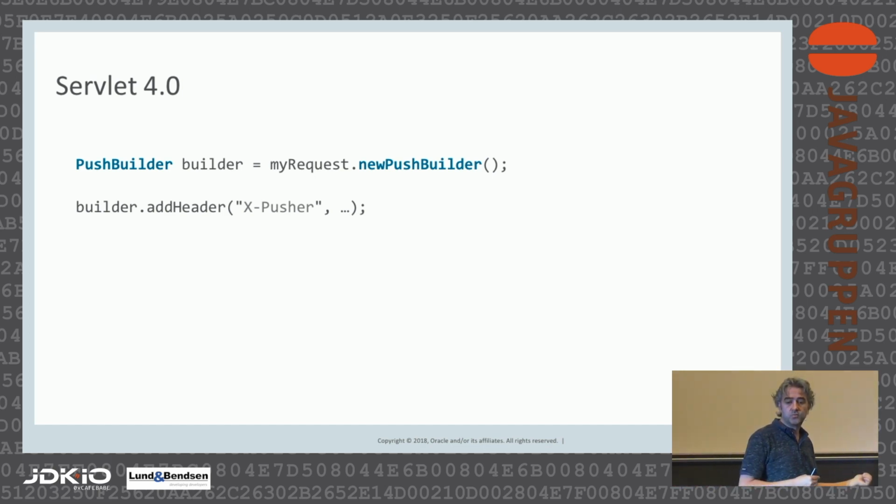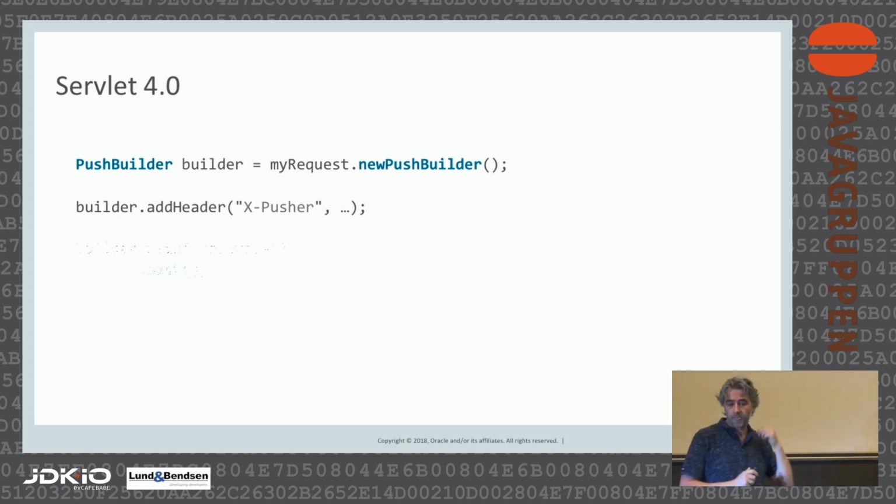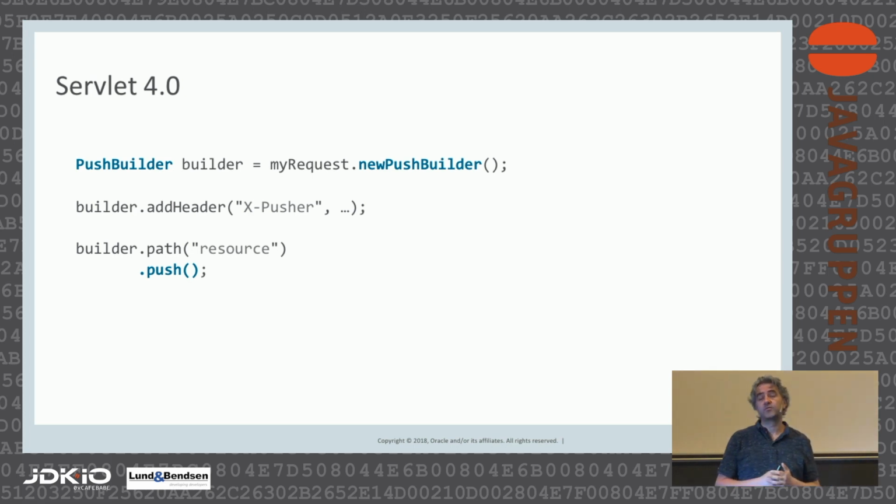So we have the ability to set the headers that will be used to push, that will be attached to the HTTP response that will push the resources. We obviously have to define the path of the resources that we would like to push. And then we invoke the push method.